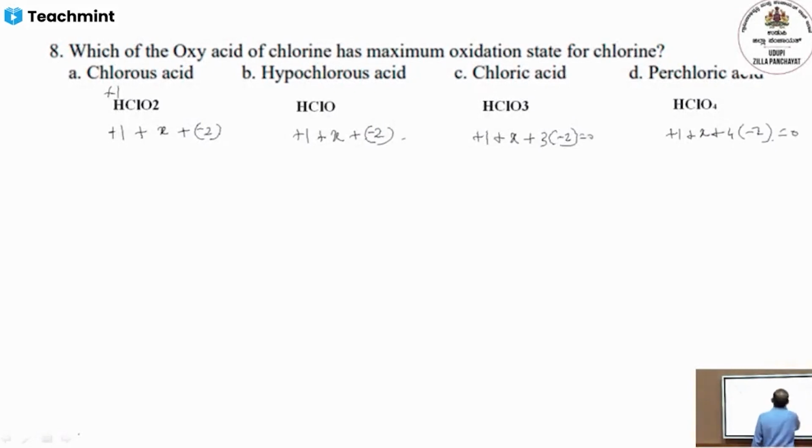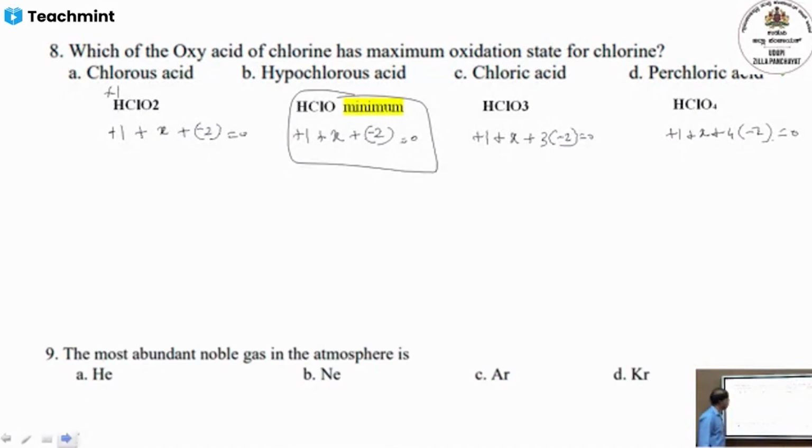If you do that, you will get the answer as perchloric acid, because the oxidation state will be maximum there for the chlorine atom and the minimum will be there for this one. Solving for X will give you the answer. The next question is, the most abundant noble gas in the atmosphere is, once again, a very direct question based on memory, and the answer is argon. The most abundant noble gas is argon.